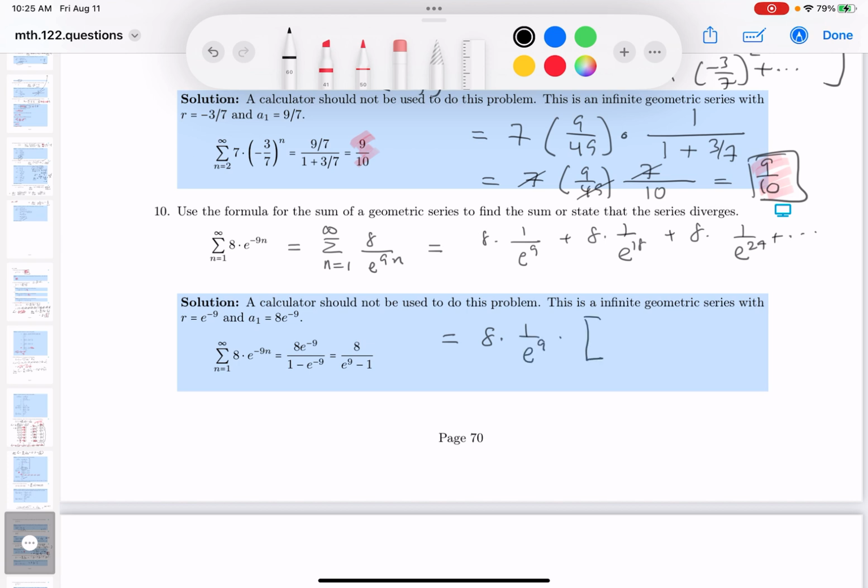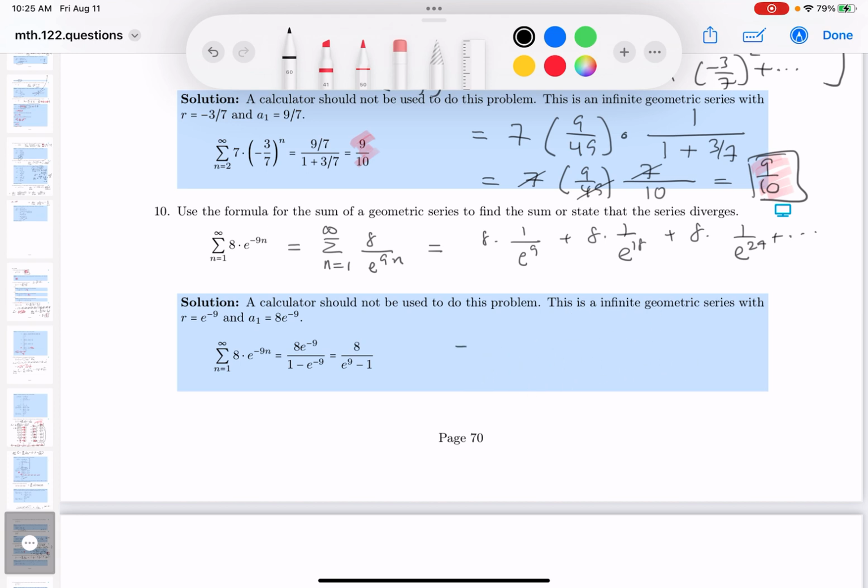What are you left off with? 1 plus, what do you get there? You get 1 over e to the 9. You know what? I don't think that's a good idea. So I'm going to rewrite it a little bit over again.